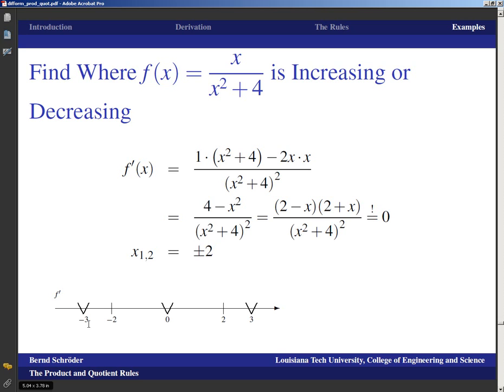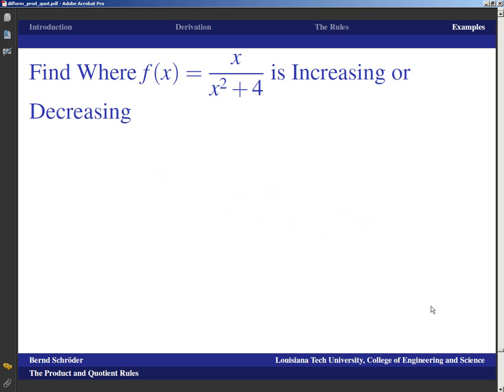Well, 4 minus negative 3 squared is 4 minus 9, which is negative 5, so it's negative there. 4 minus 0 is 4, which is positive, and 4 minus 9 is negative again. So we get that the function should be decreasing, increasing, and decreasing.